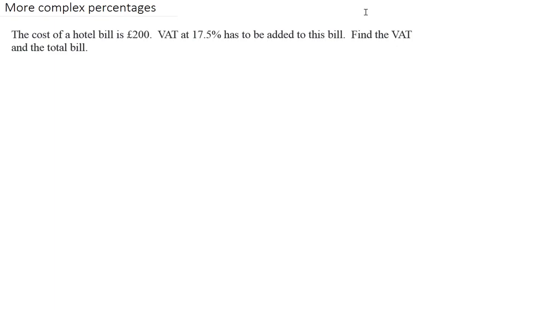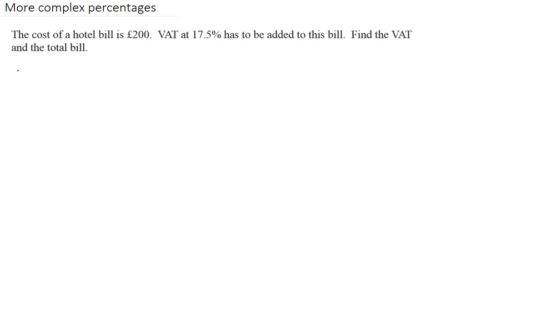First example is the cost of a hotel bill. You have to pay £200 and VAT at 17.5% has to be added to this bill. You have to find the VAT and the total bill. VAT stands for value added tax. So it's a tax that's going to be added to that bill.